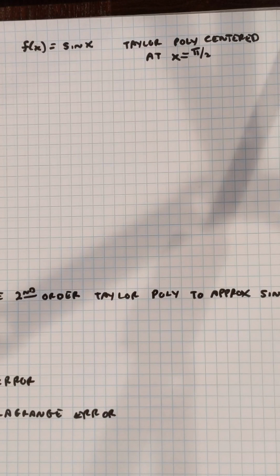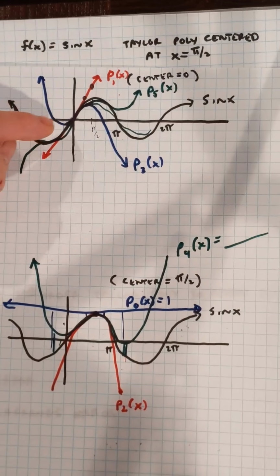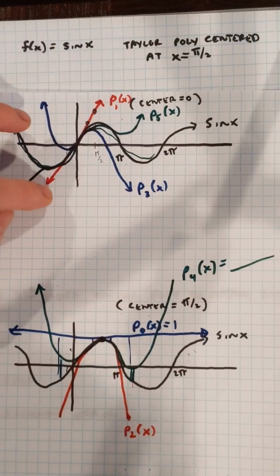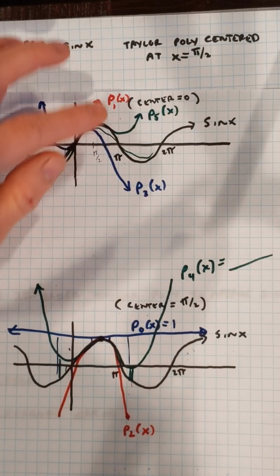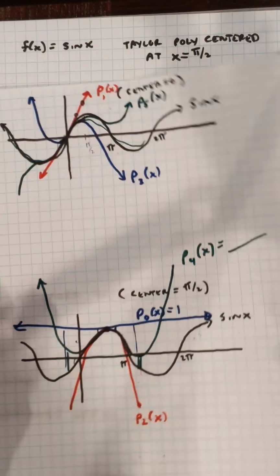Again, like in the first video, here's an illustration where we centered around 0, and we did first order, third order, and fifth order polynomials. We saw how close it was. Now, instead of centering it here at 0, we're going to center it somewhere else.